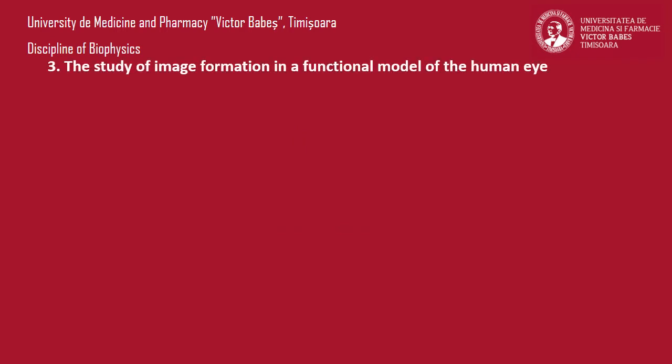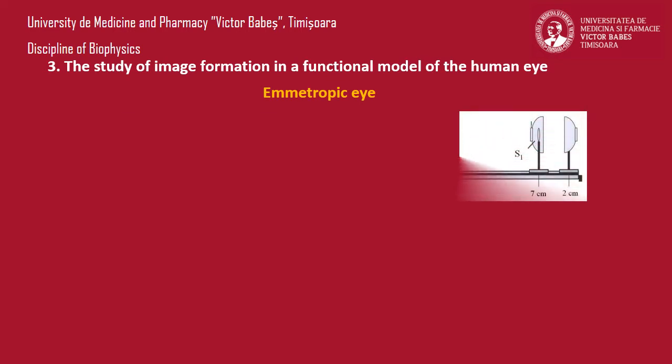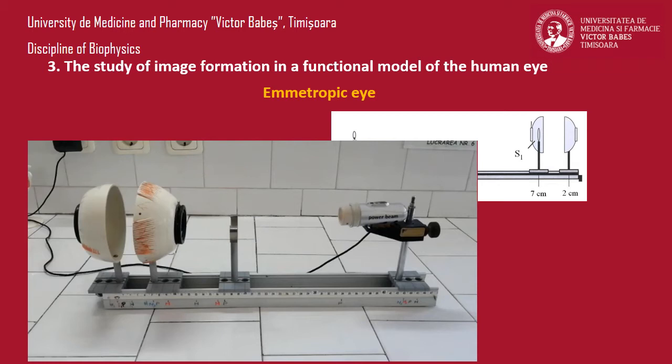In the third part of the laboratory work, we will try to better understand the causes and the correction for the most important refractive errors: myopia, hyperopia, and presbyopia. First, we will study image formation in the normal or emmetropic eye. For this purpose, we will create a model inspired by Listing's reduced eye model. The symbols on the rail of the optical bench have the following significance: N, normal eye; M, myopic eye; H, hyperopic eye; and P, presbyopic eye.